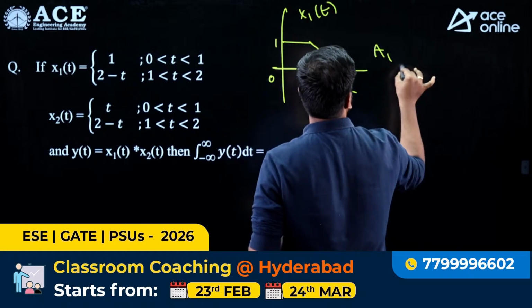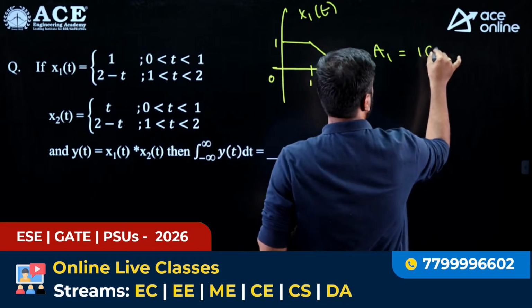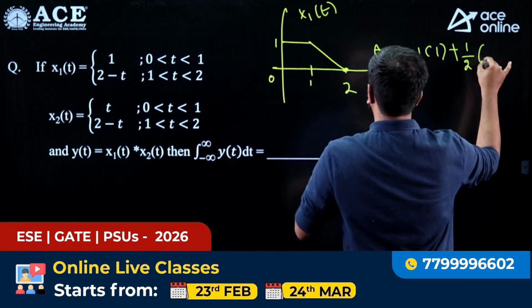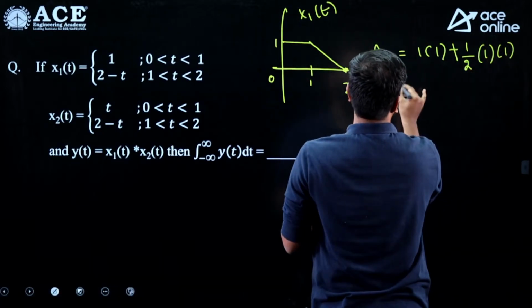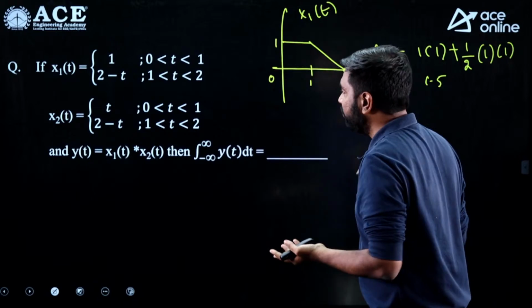It's a very simple graph, area under x1. So you can treat this portion as a rectangle. So 1 into 1. The other portion as a triangle, half base into height. So half base is 1. Height is also 1. So 1 plus 1 by 2 is 3 by 2, which is 1.5. Also find what is x2 and then find area under that.